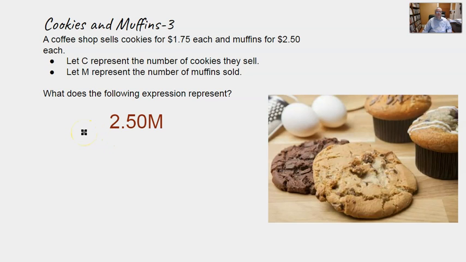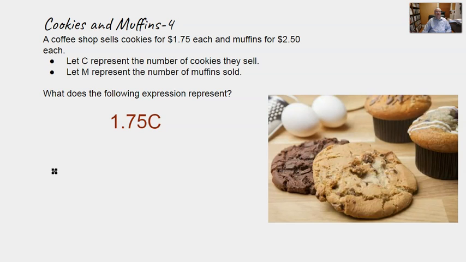All right. The next one we want to consider is 2.50M. We're multiplying M by 2.50. So we must kind of wonder, that seems arbitrary. Why are we multiplying it by 2.5? Well, M is the number of muffins sold, and each one costs $2.50. So this expression, 2.50 times M, must equal the total cost of the muffins. All right, no cookies in this one yet. That's just how much money they made off the muffins.